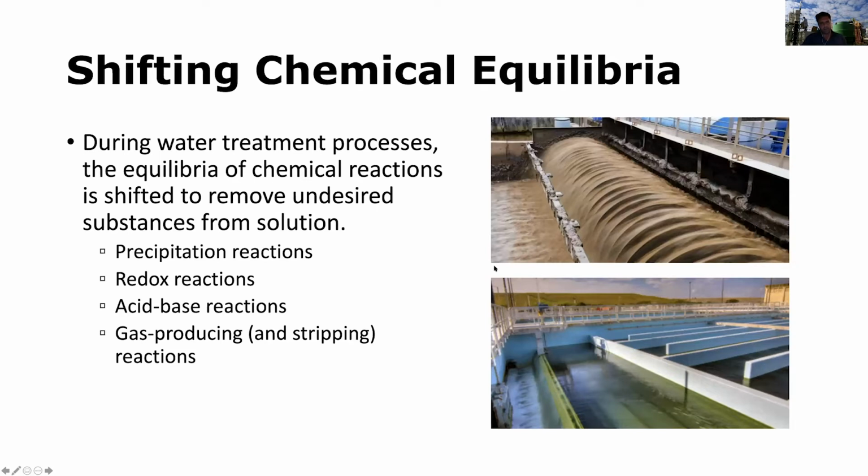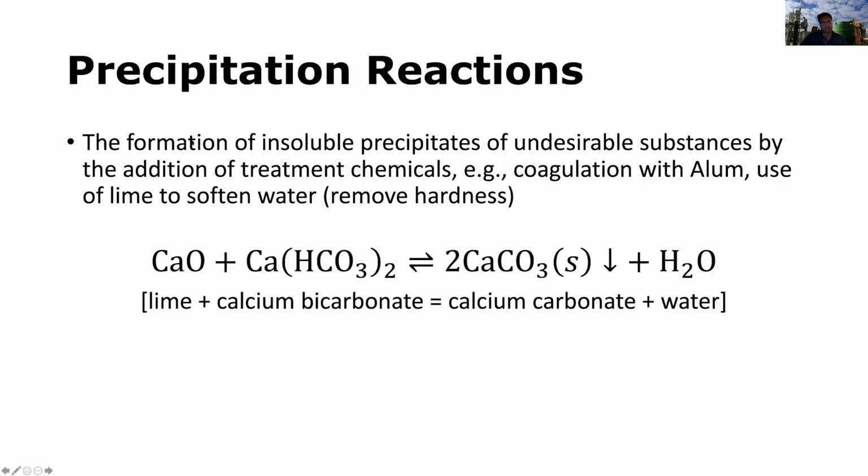So during water treatment processes and wastewater treatment processes, the equilibria of chemical reactions tend to shift to remove undesired substances from solution. So for example, we have precipitation reactions, redox reactions, acid-base reactions, and stripping gas-producing reactions. In precipitation reactions, the formation of insoluble precipitates of undesirable substances is achieved by adding treatment chemicals. Some examples of this include the coagulation in coagulation flocculation processes using alum.